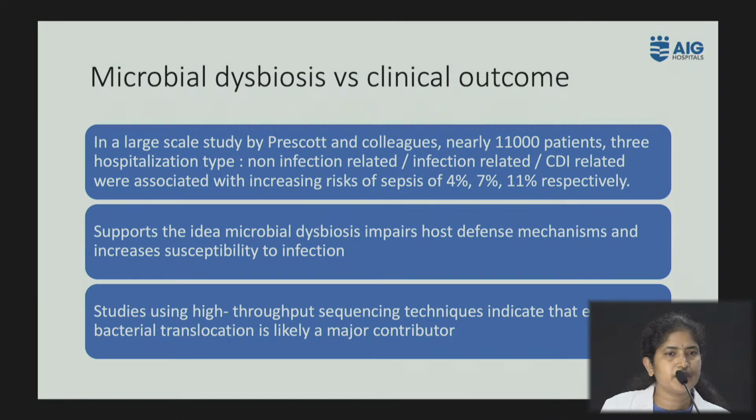And all these 11,000 patients were divided into 3 hospitalization types: non-infection, infection, and CDI, which is Clostridioides difficile related. After discharge, they were associated with an increasing risk of sepsis, say like 4%, 7%, and 11% respectively. Although this is an associative study, it still supports the idea that microbial dysbiosis impairs host defense mechanisms and increases susceptibility to infection. And the studies which use high throughput sequencing techniques, genomic techniques, showed that even enteric bacterial translocation is likely a major contributor to microbial dysbiosis.